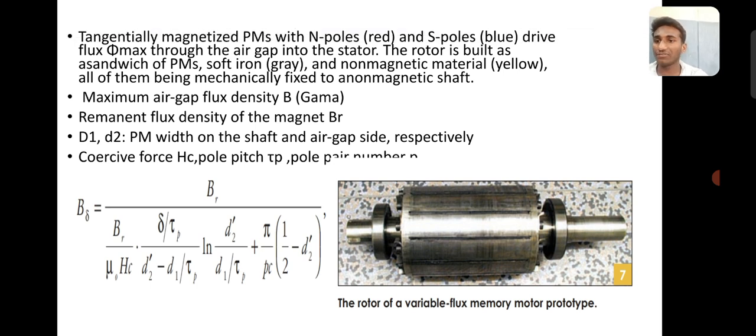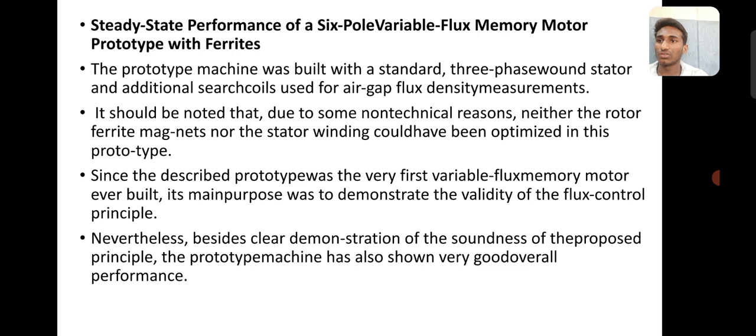So here you can see the formula for the maximum flux density, and the ratio of maximum flux density of a magnet, denoted as Br, in the formula below. Another thing is the steady state performance of a 6-pole variable flux memory motor prototype with varieties. These are the subclassifications of the variable flux memory motors.